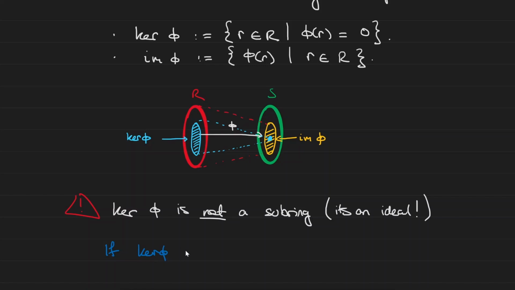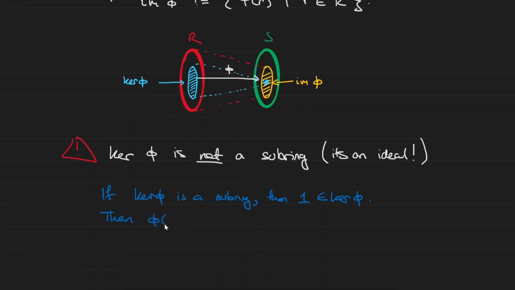The reason why the kernel of phi is not a subring is because in order for the kernel of phi to be a subring, the multiplicative identity must be in the kernel. But if the multiplicative identity is in the kernel, then we have phi of 1 is equal to 0. But this is bad because phi of 1 needs to send you to 1.